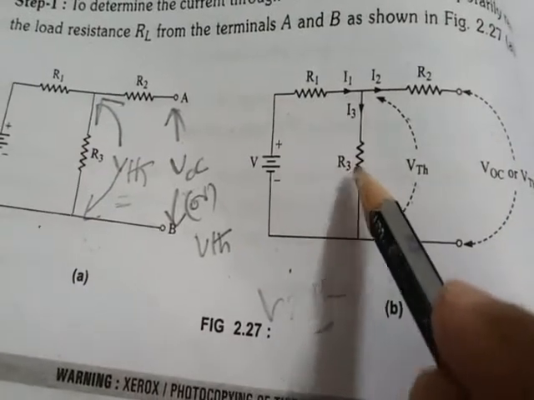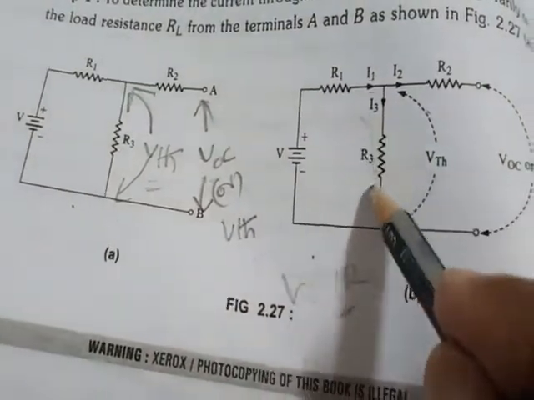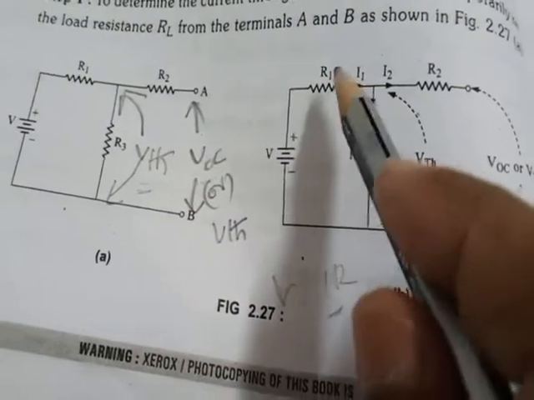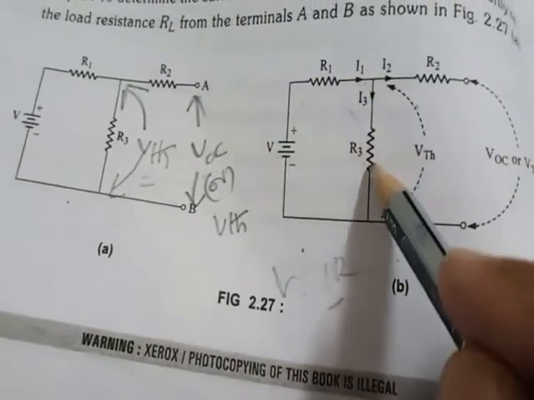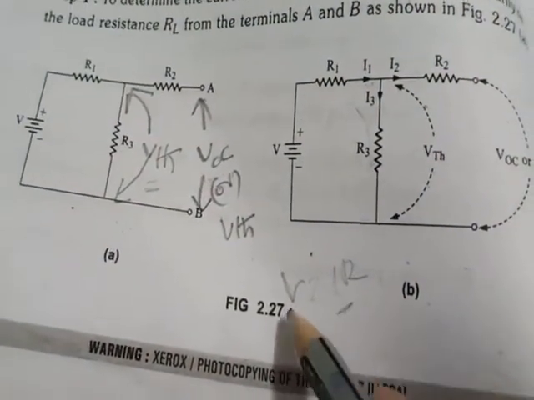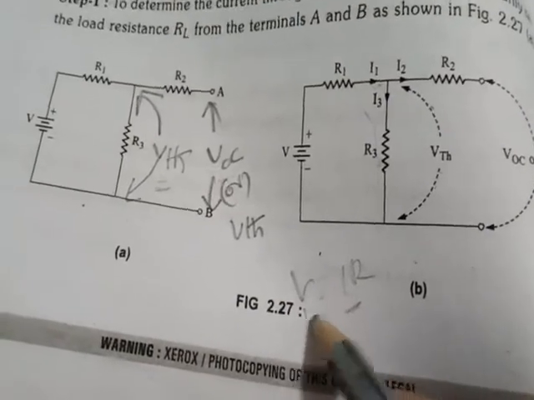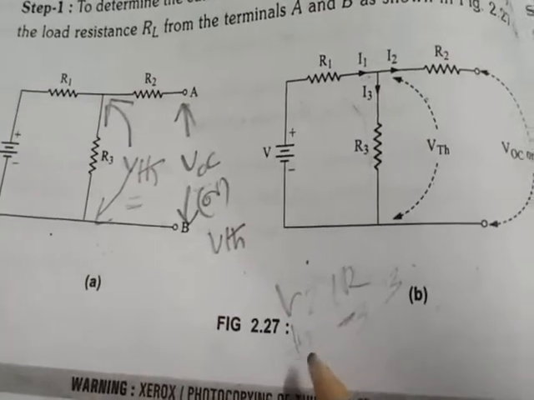If they give the R value, you just need to substitute. But what is the current? You have to find the current. It is indicated here. The current flowing in this branch is I1, the current flowing in this one is I2, and the current flowing in the R3 resistor is I3. If you know I3, then simply you can substitute VTH equals I3 into R3. From that you will get the Thevenin's voltage.